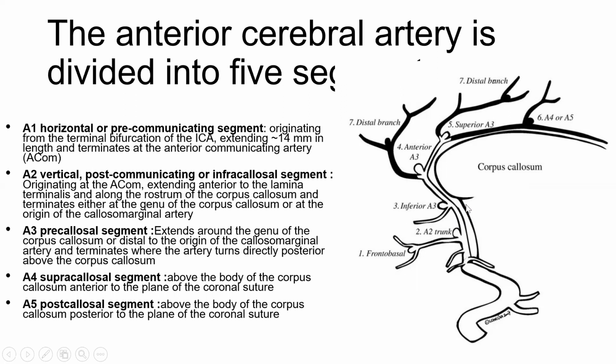a turn. This is the precallosal segment, and extends around the genu of the corpus callosum, distal to the origin of the callosomarginal artery, and terminates where the artery turns directly posterior above the corpus callosum. Okay, so it just turns, and then we start to have this A4 supracallosal segment of the body of the corpus callosum anterior to the plane of the coronal suture.